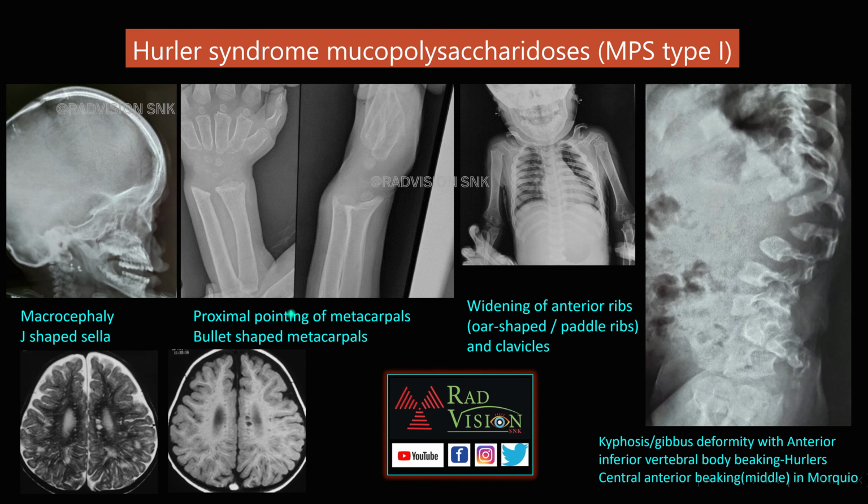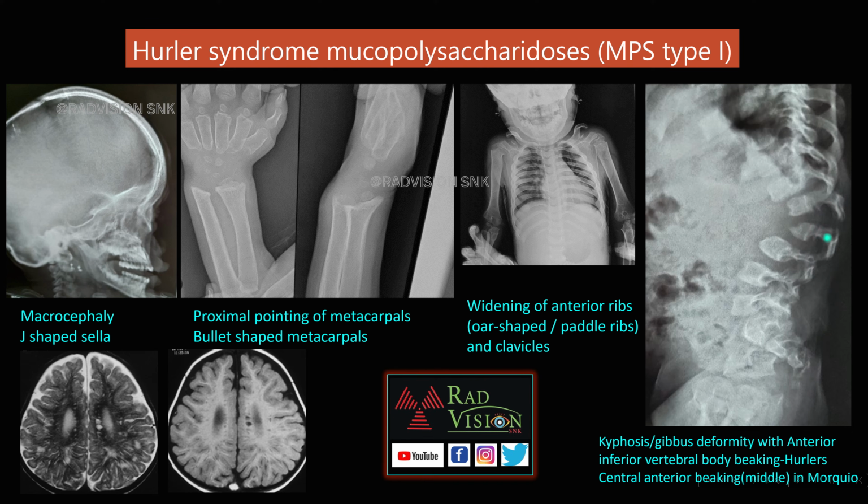Next, this was a case of a child presenting with intellectual disability and even delayed milestones. Here you can see there is macrocephaly. Here there is J-shaped sella, and also you can see there is proximal pointing of metacarpals. And here you can see there is widening of the anterior ribs, nothing but oar-shaped ribs or paddle ribs, and even clavicles. And here you can see there is flattening of the vertebra, and typically you can see there is anterior inferior beaking of the vertebra.